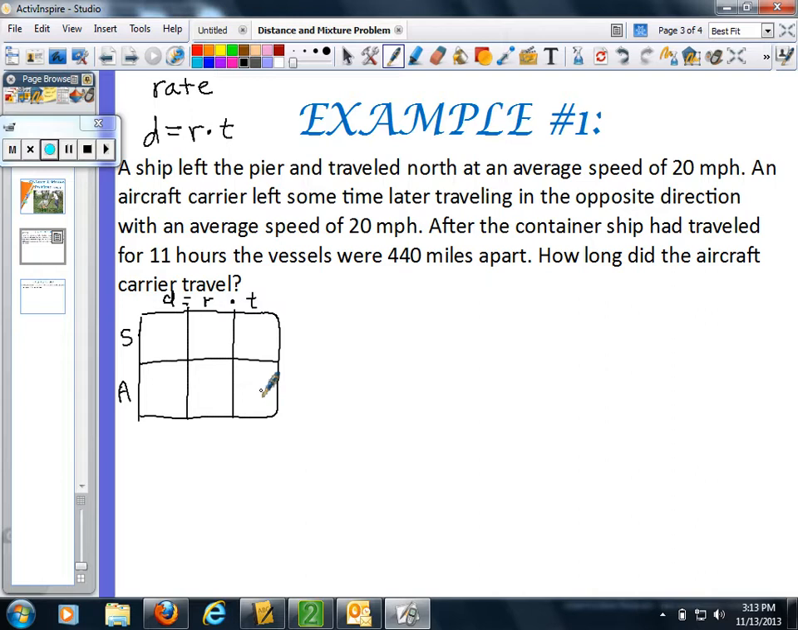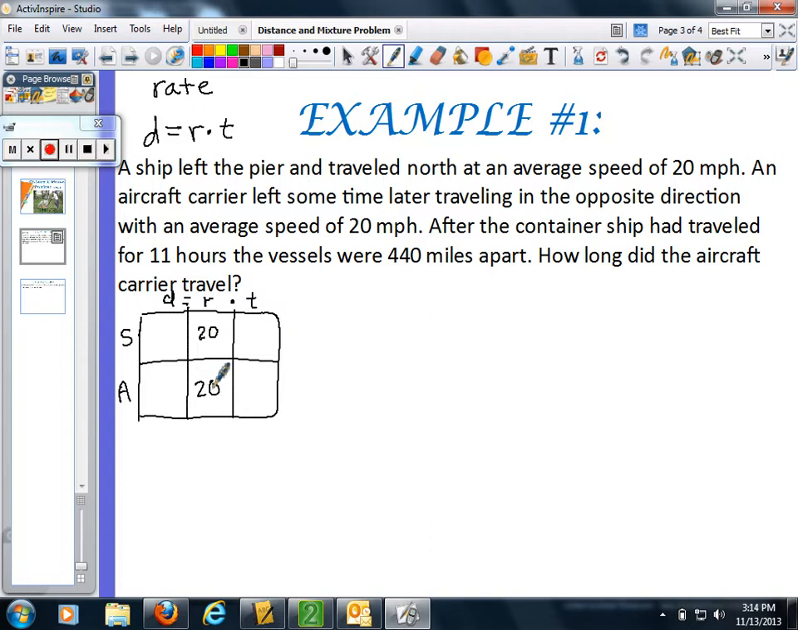Alright, so it says a ship left the pier and traveled north at an average speed of 20 miles per hour. Okay, so 20 miles per hour would go here. An aircraft carrier left sometime later, traveling in the opposite direction with an average speed of 20 miles per hour. Okay, so this one is going 20 miles per hour, but it's going in the opposite direction.